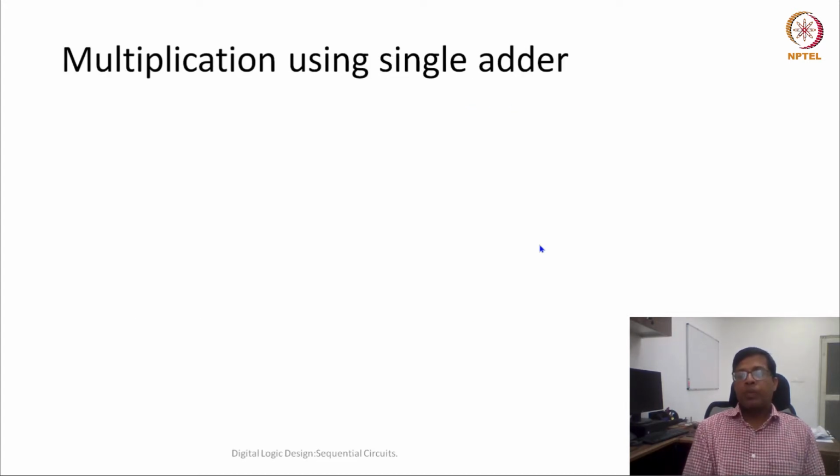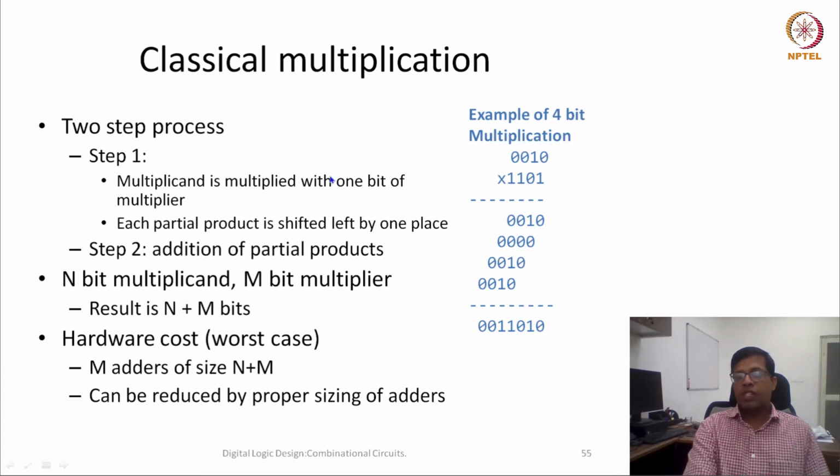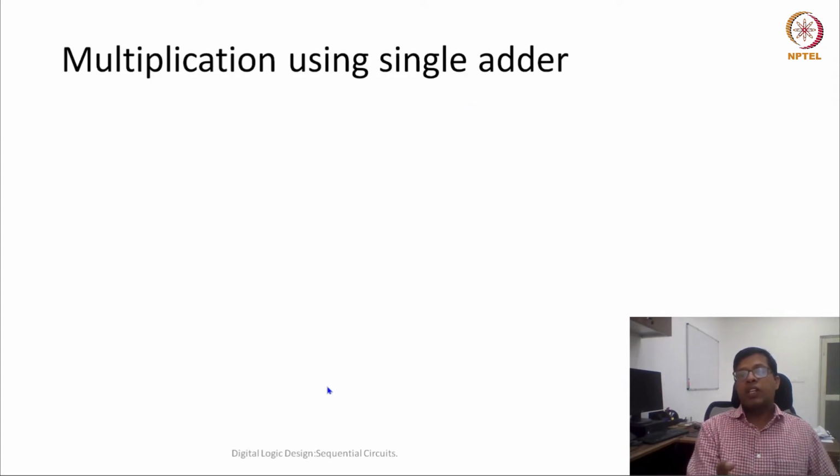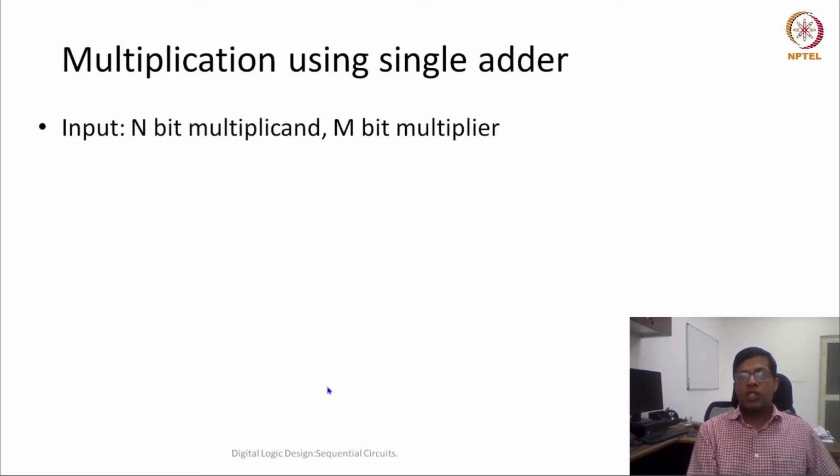In our previous case, we did this multiplication in module 3 either using n adders, or using carry save adders, where we add all these partial products at once. Now let's look at the other method, where we have a single adder and would like to multiply. Let's consider an n-bit multiplicand and an m-bit multiplier.